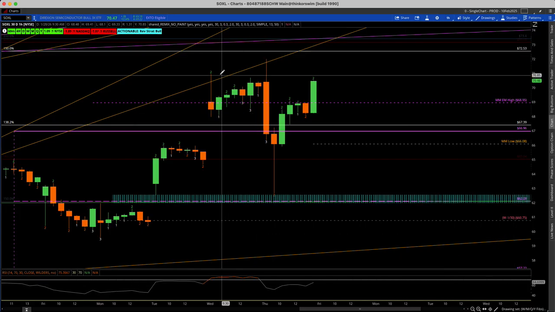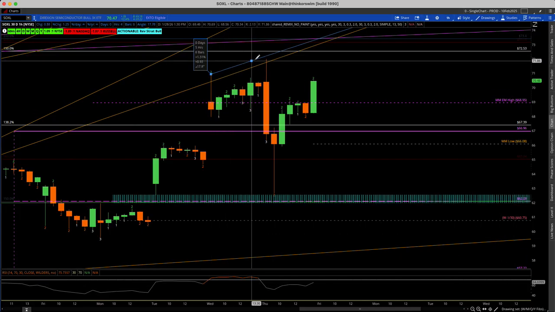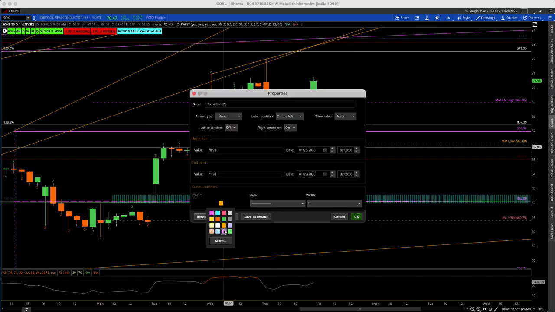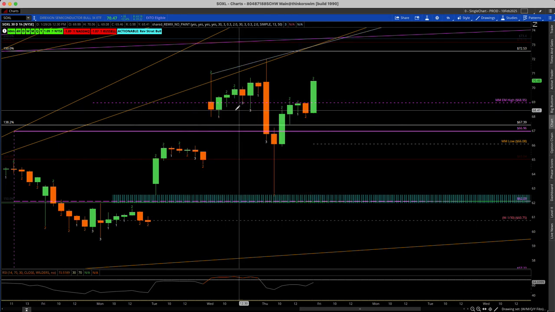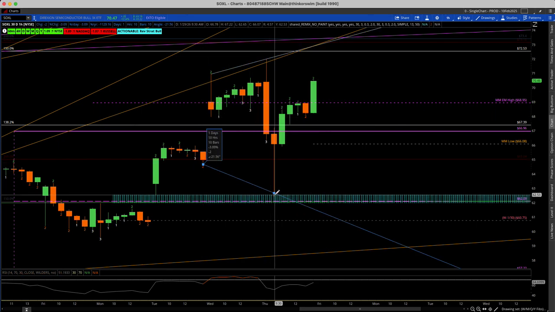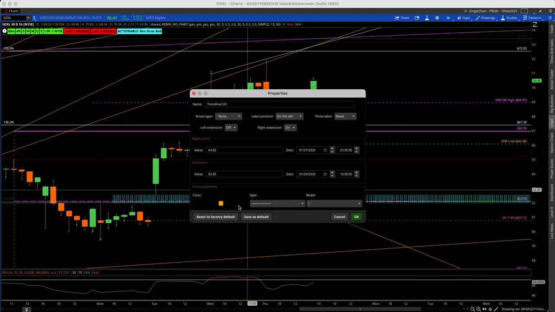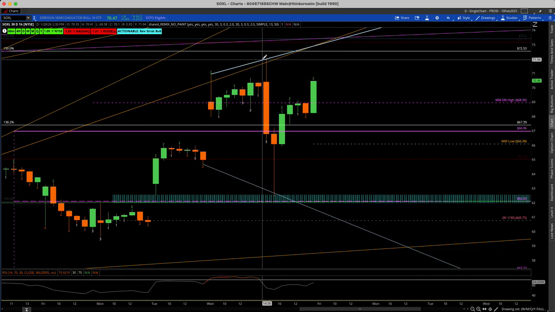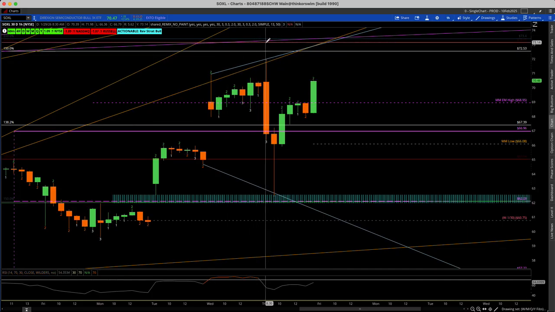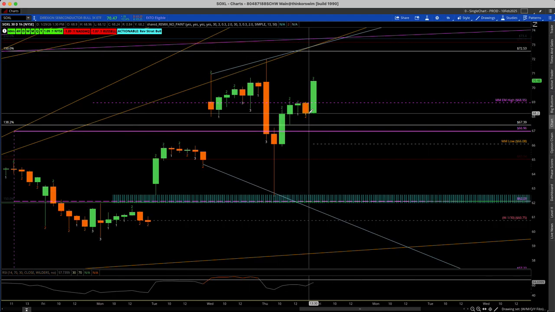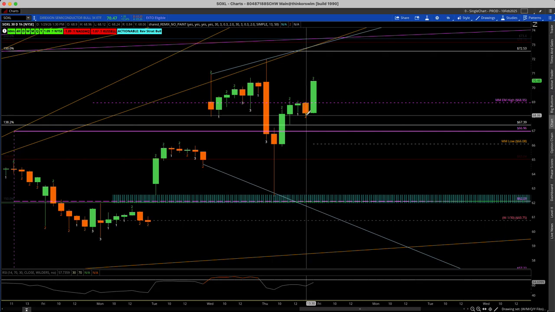Let's get the right tools out here. All right, so there to there. Let's make it the right color. There we go. And then from there to there. All right, so here's our broadening formation, right? We've got the high, higher low, higher high, but then lower low coming from the higher high. So our broadening formation.